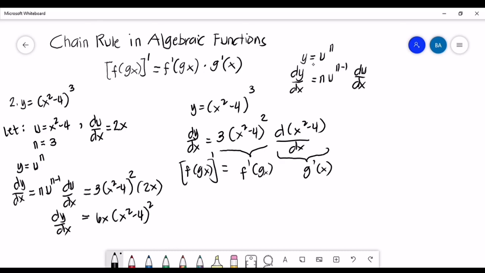Okay, so if we're going to continue our discussion, overall our dy/dx is now equal to 3 times (x squared minus 4) squared times 2x. So overall this is equal to 6x times (x squared minus 4) raised to 2, and this is our answer.